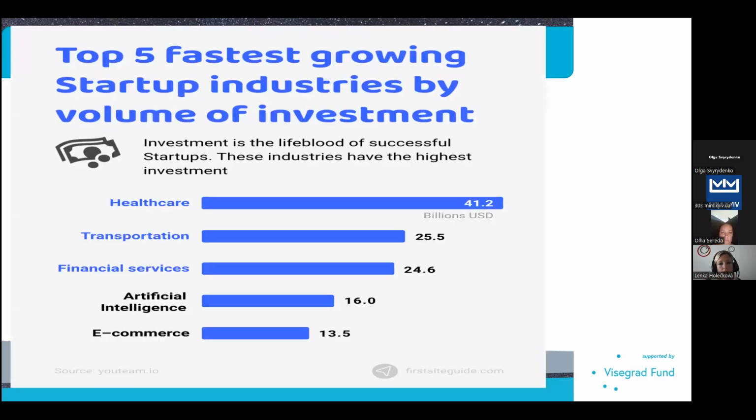And in case we focus on some successful startups and industries, among the most successful startups we have healthcare, transportation, financial services, and, for instance, also e-commerce. So many of you mentioned e-commerce or selling products online, so it is possible to focus on it.